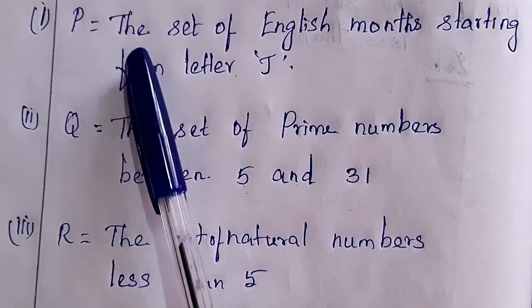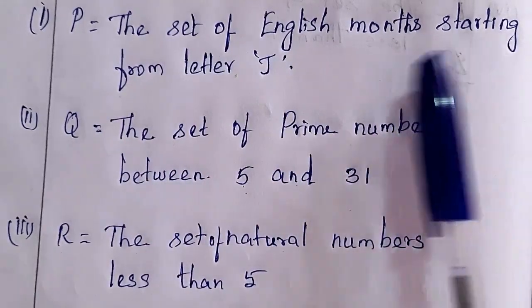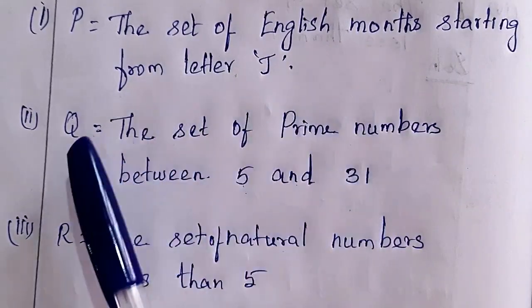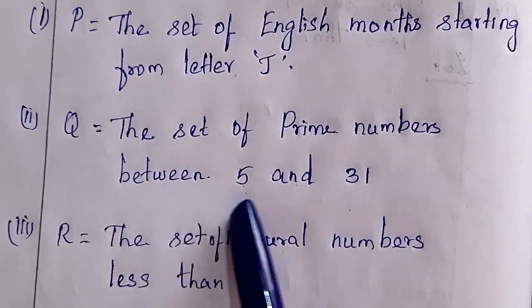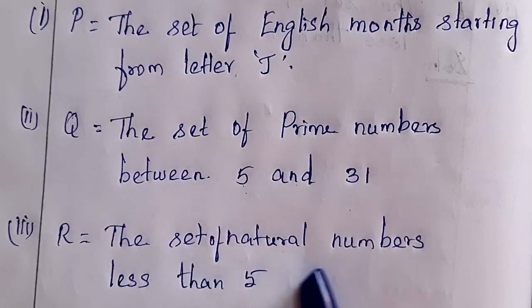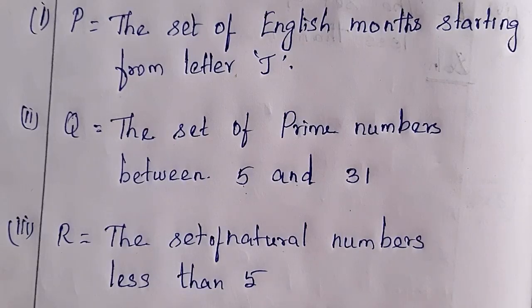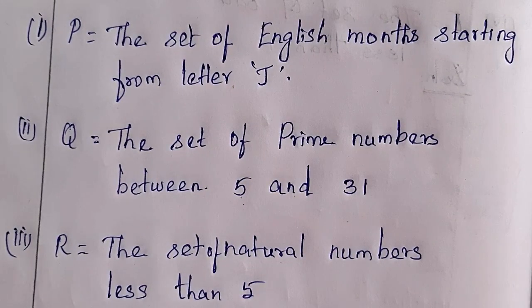Okay, look at our answers. Everything in words. The set of all English months starting with the letter J. The set of prime numbers between 5 and 31. The set of natural numbers less than 5. Everything in descriptive form. We did that.